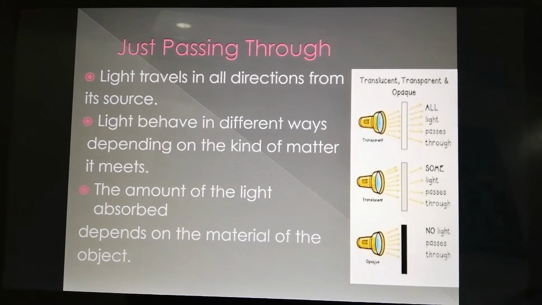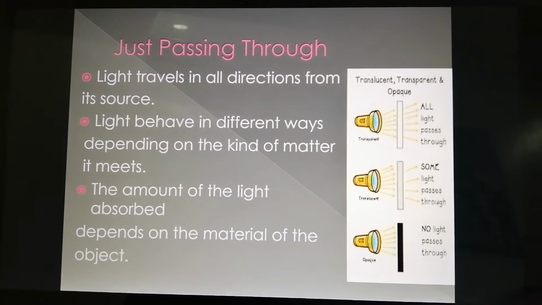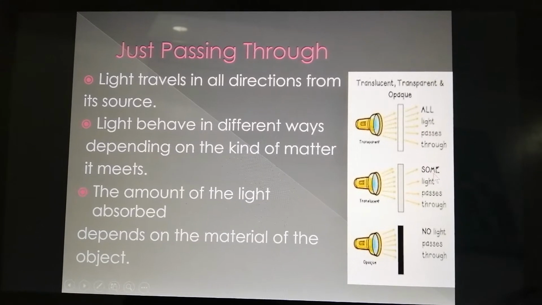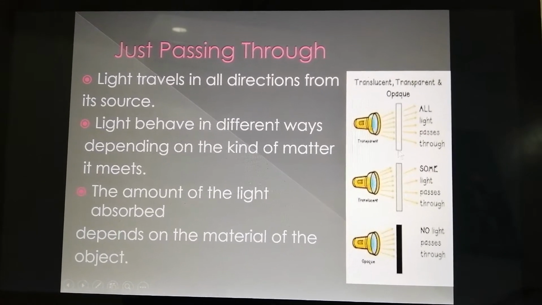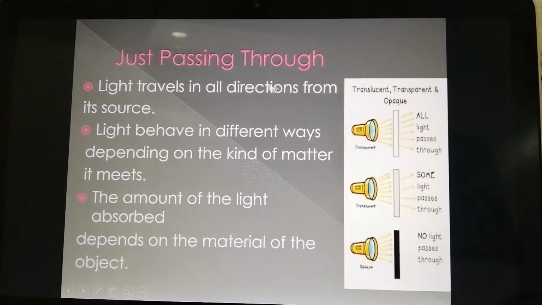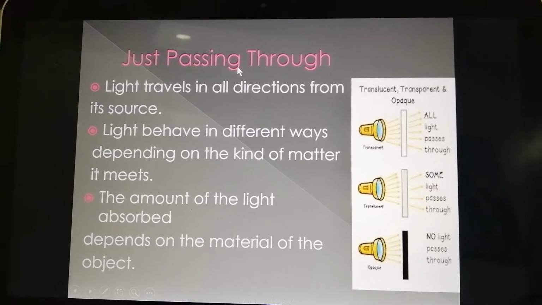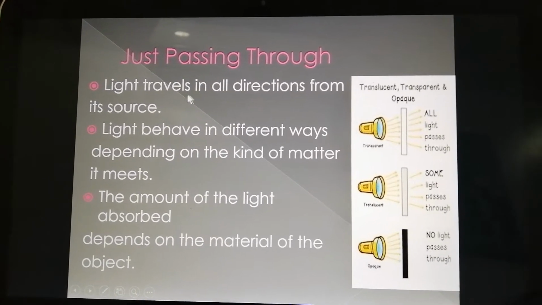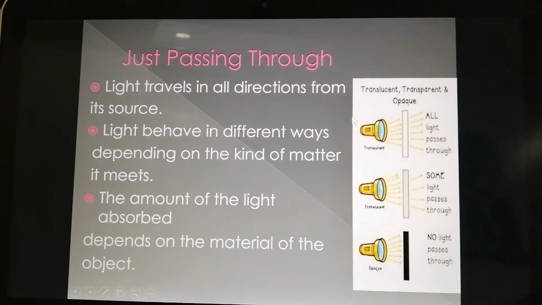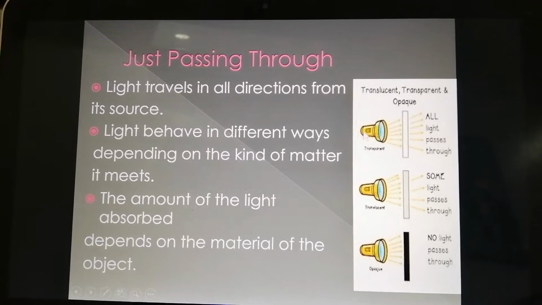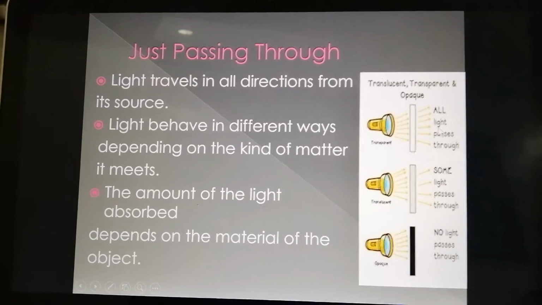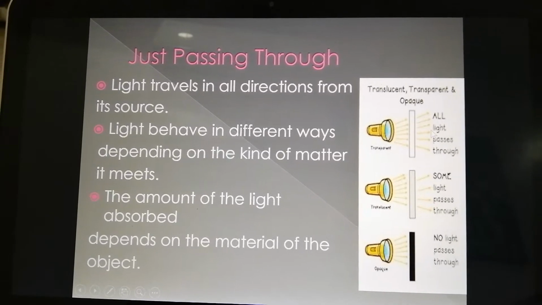Girls, today's lesson is about the types of surfaces or the matter that the light passes through. It's called just passing through. The light travels in all directions from the source. This is the torch, or the source of light. The light travels in all directions.